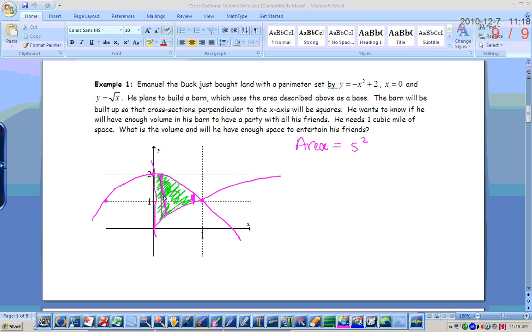What would the side length of a square be in this situation? Just the side length, the distance between here and here, would be the top y minus the bottom y, the difference of y values, or the top curve minus the bottom curve. So in this case, s is going to equal negative x squared plus 2 minus root x.